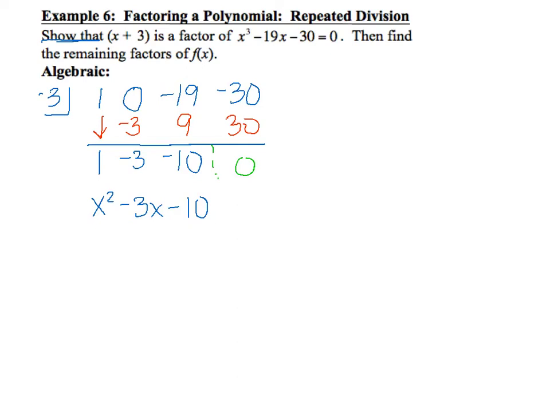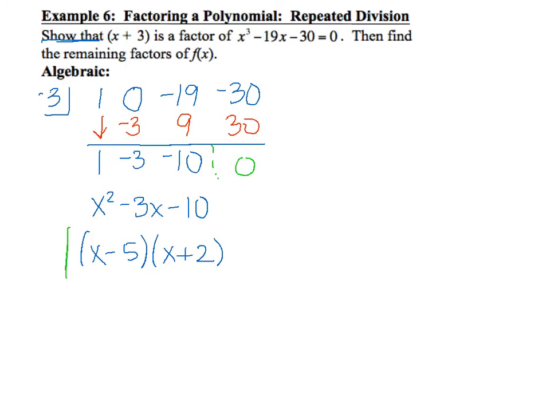What we have to find here at the very end is, it says find the remaining factors. So you just take your depressed polynomial and you can factor this a little bit further. We need factors of negative 10 that add up to negative 3. That's going to be x minus 5 times x plus 2. And those are your remaining factors. So this would be your final answer.